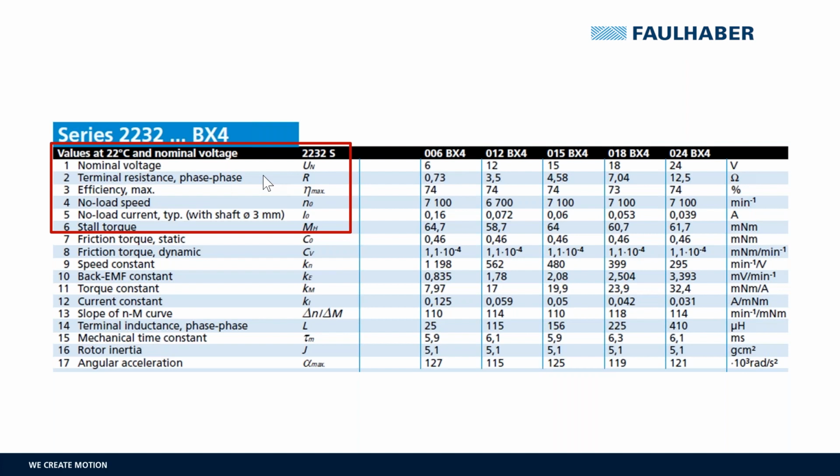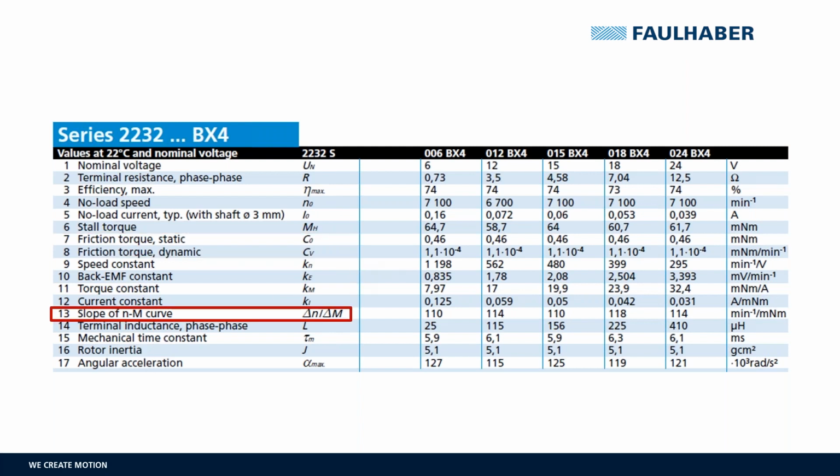The first part shows key figures like no load speed, no load current, terminal resistance, and stall torque. Right below, you can find the friction characteristics of the motor. For brushless motors, there is a dynamic portion indicated. With higher speed, eddy current losses increase, and these do increase the motor friction torque.